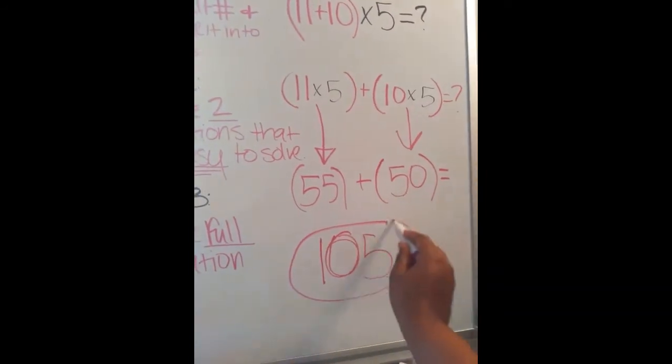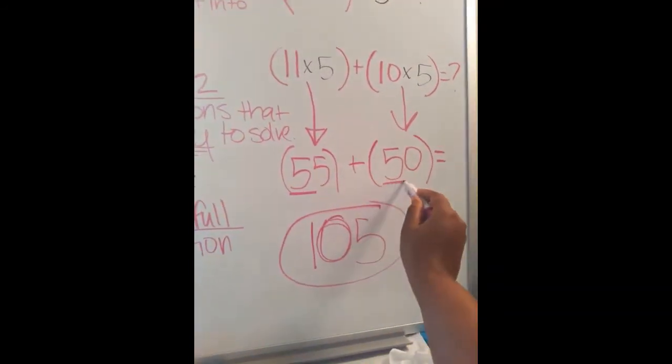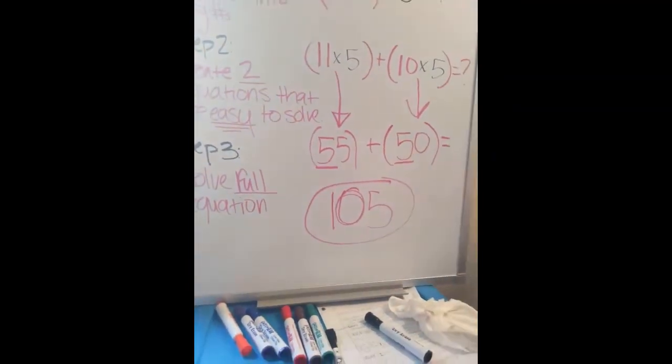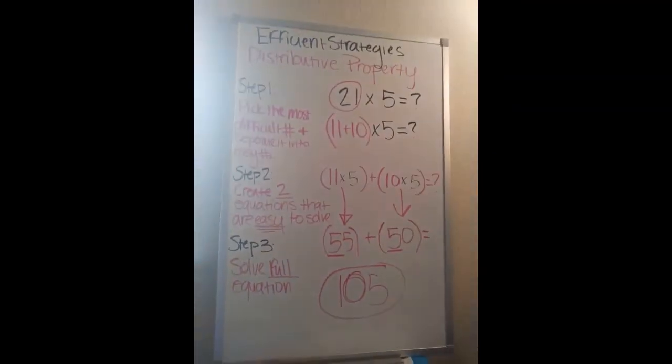105. We know all we got to do is add the tens place. 5 goes up in the tens place to a 10. And then in the ones place, we have 5. Very good. Let's try another.